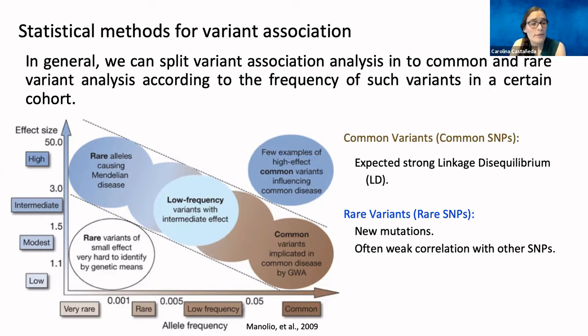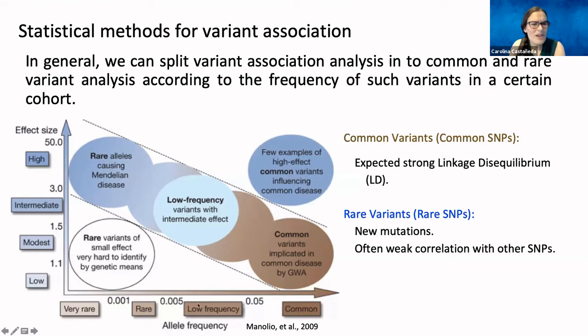These rare variants are usually very rare in the general population. They're usually new mutations, and they also have weak correlation with other SNPs, in that they are not in linkage disequilibrium with a specific haplotype. So it's very hard to identify them by genetic means, by looking at the population or by genotyping the population.